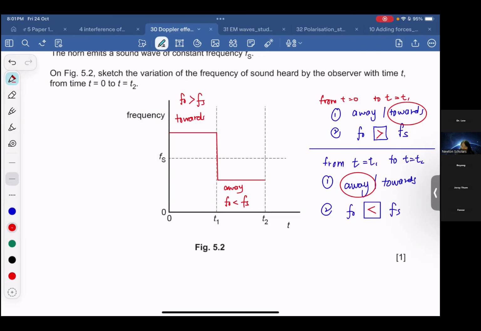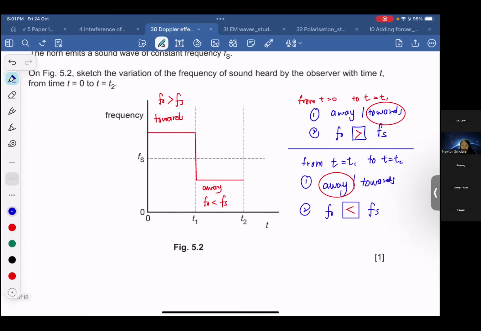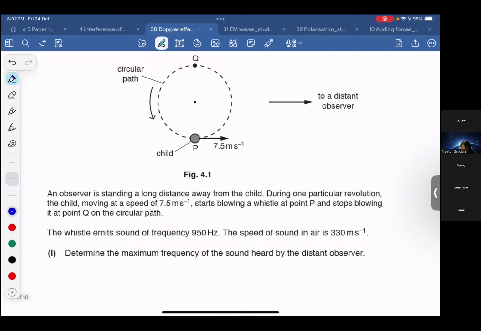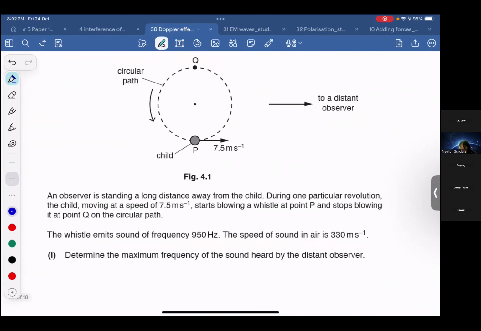Okay, Wesley, Fatima, okay. So here we go to your next page. Let me have a look. A child sits on a rotating horizontal platform in the playground. The child moves with a constant speed along a circular path. The observer is standing a long distance away from the child. During one particular revolution, the child is moving with the speed 7.5 meters per second and starts blowing a whistle.